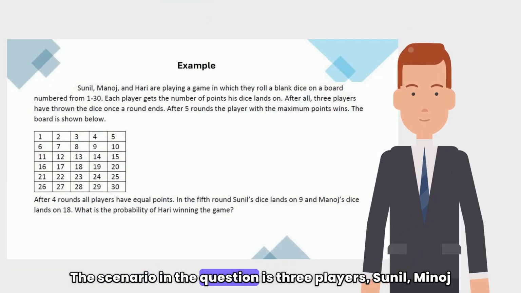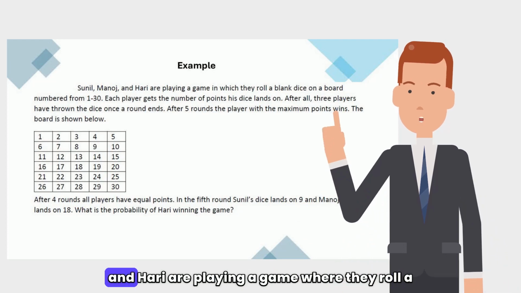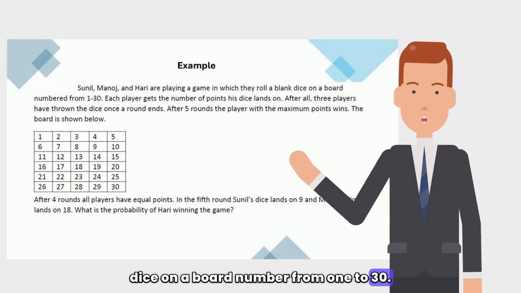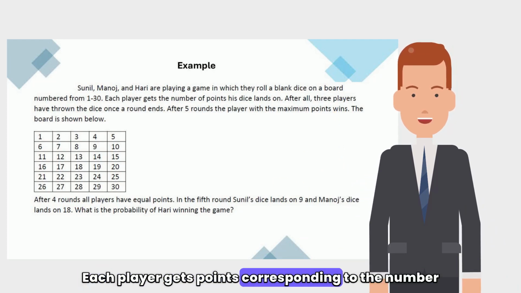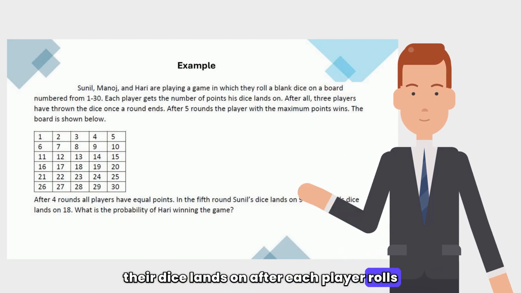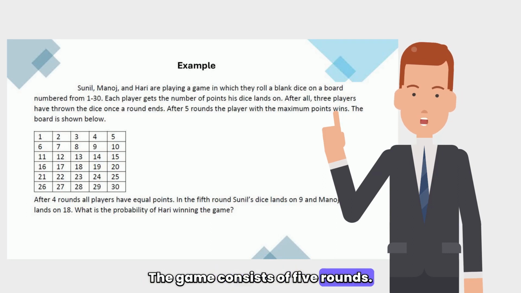The scenario and the question is: 3 players, Sunil, Manoj, and Hari, are playing a game where they roll a dice on a board numbered from 1 to 30. Each player gets points corresponding to the number their dice lands on. After each player rolls the dice once, a round ends. The game consists of 5 rounds.